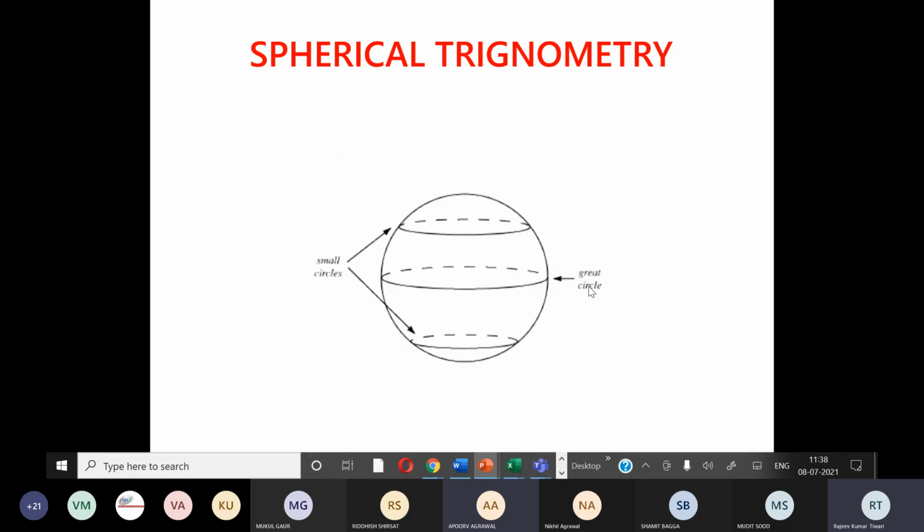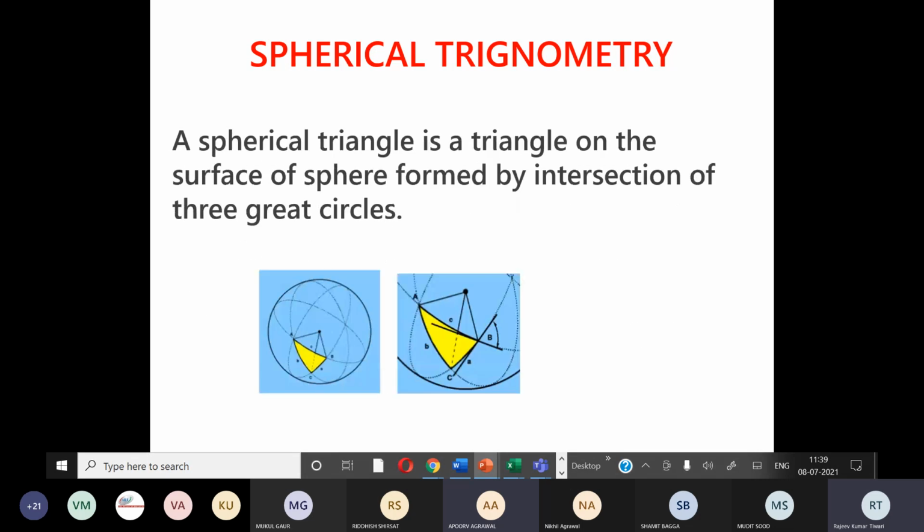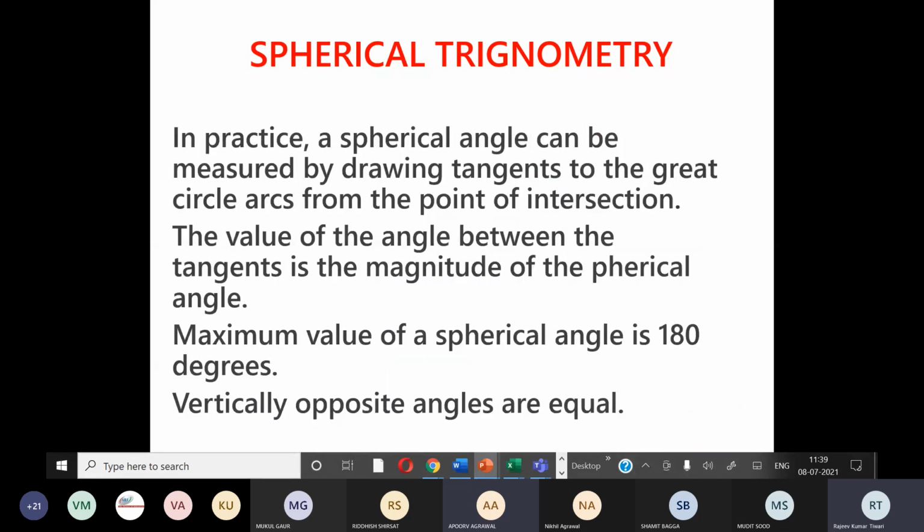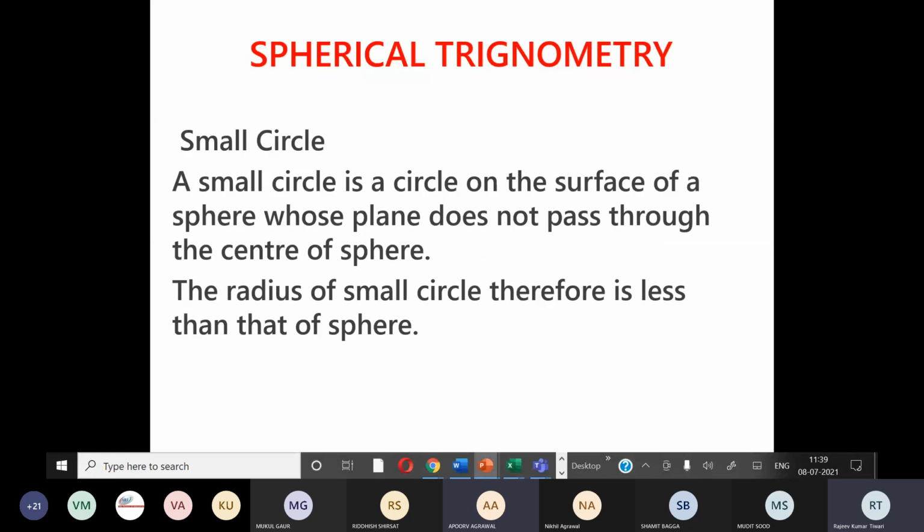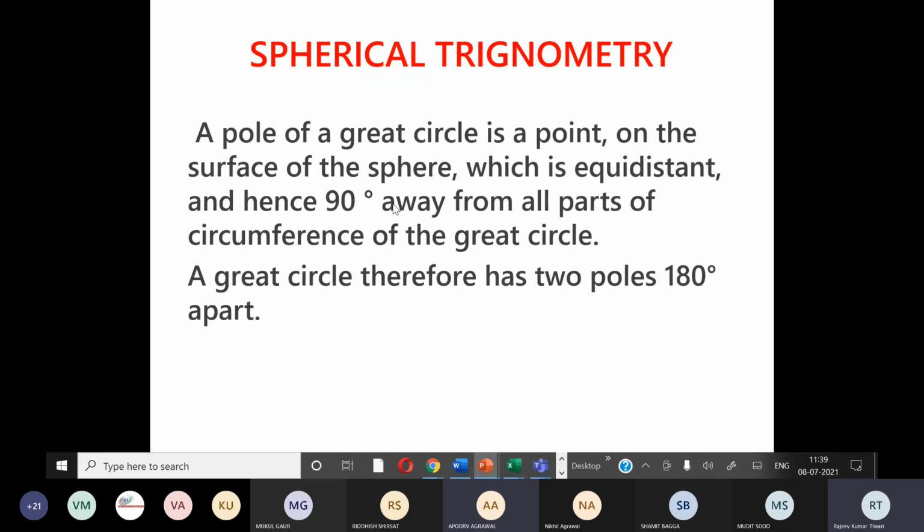Now, every great circle has a pole, and that pole is located 90 degrees from the great circle. The pole of a great circle is the point on the surface of the sphere which is equidistant, and hence 90 degrees away, from all parts of the circumference of the great circle. Like you see, the equator is a great circle. Its poles are the North Pole and South Pole. So any point on the equator is 90 degrees from the North Pole or South Pole.